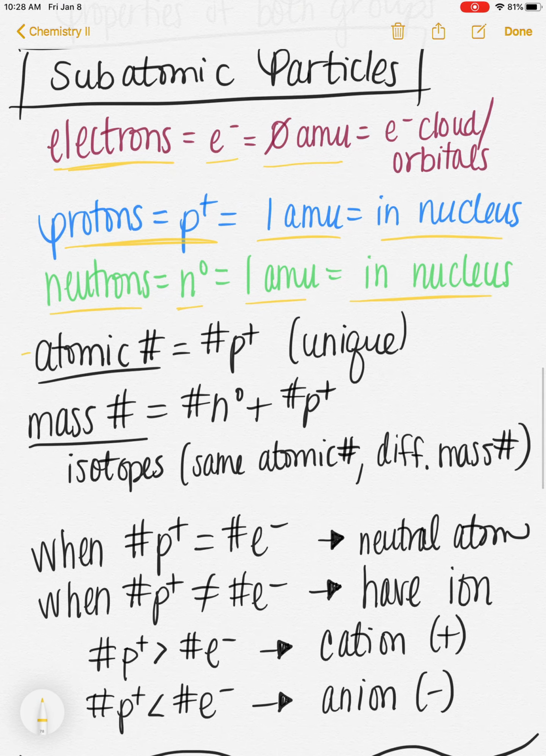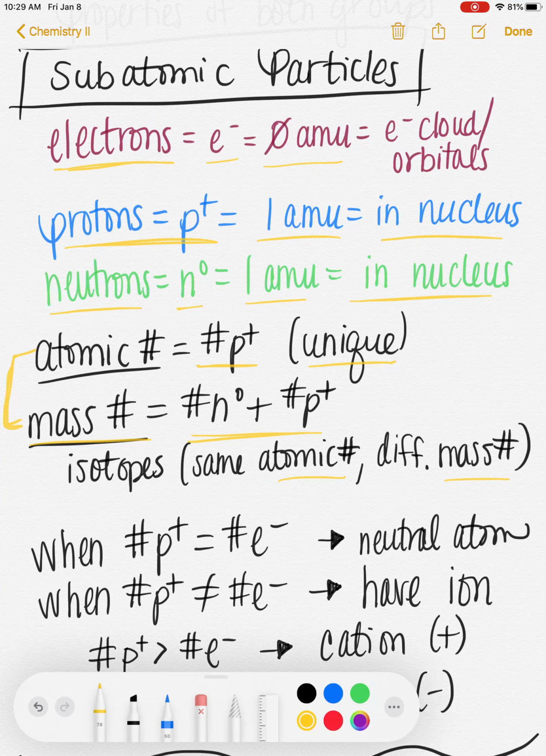We've already discussed this today, but just another reiteration of this. The atomic number is equal to the number of protons inside the atom, and it's unique for every element, always a whole number. Mass number is equal to the number of neutrons plus the number of protons. There can be isotopes of the same element, so that means if they're the same element, they've got to have the same number of protons or the same atomic number, but they can have different numbers of neutrons.